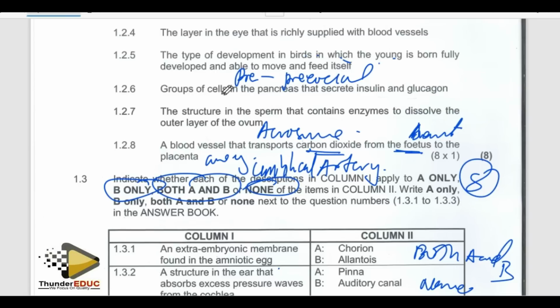A group of cells in the pancreas that secrete insulin and glucagon. How do we call those cells? We call them islets. This one disturbs the students with their spelling.